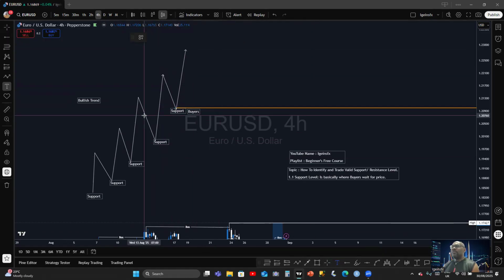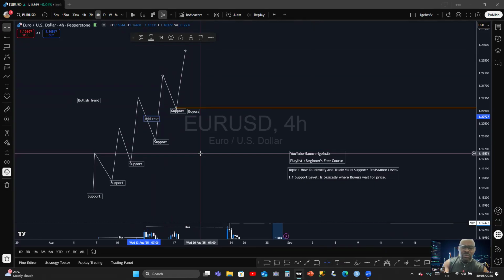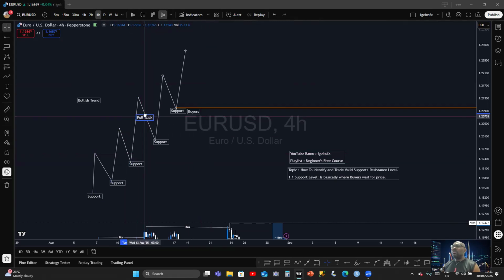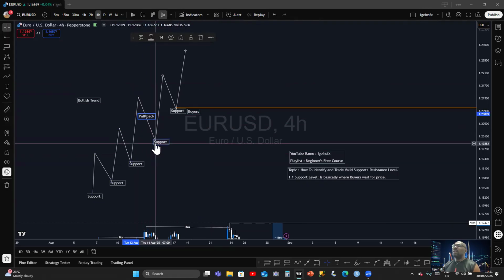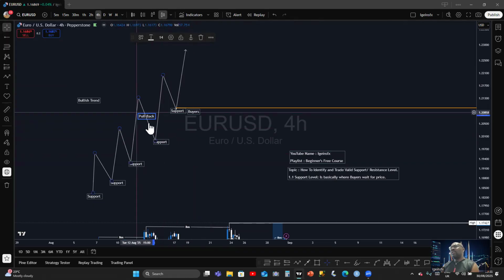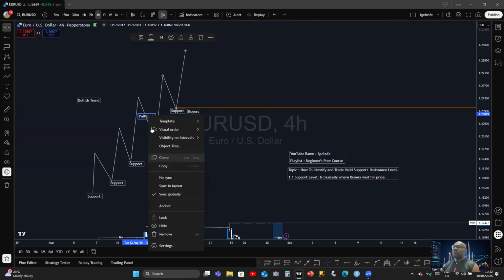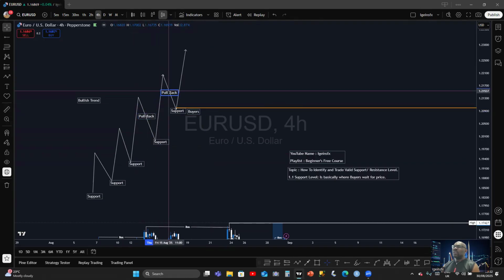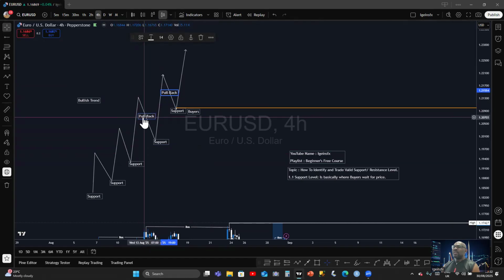Let me put it here. This level here is what we call pullback. Something like this is what we call pullback. Like this push to the downside is pullback. This one is what? Increase in price. You can call it pullback, or you call it a retracement. Here, you see, this is a pullback like that.